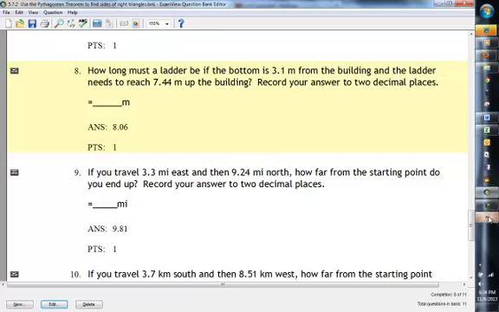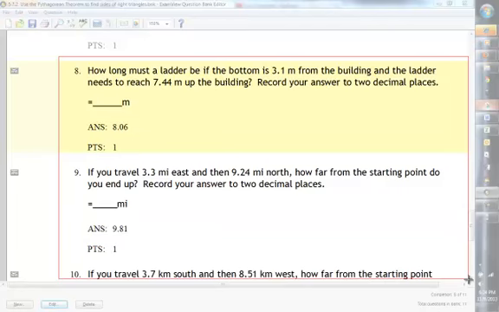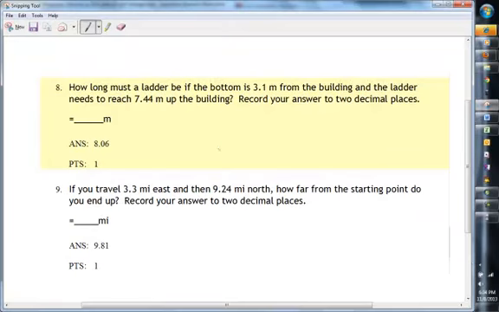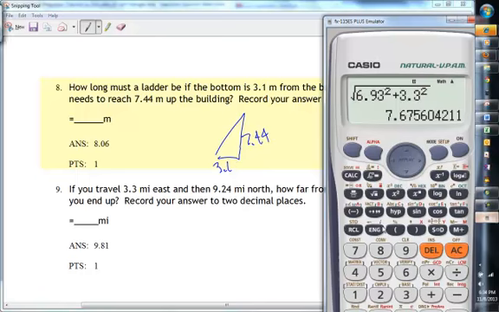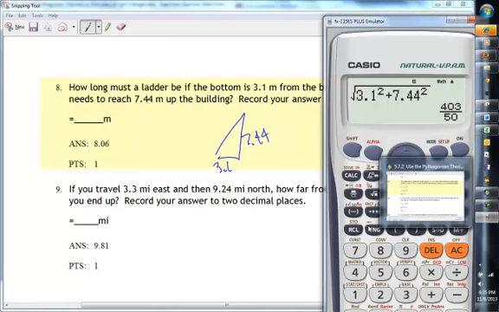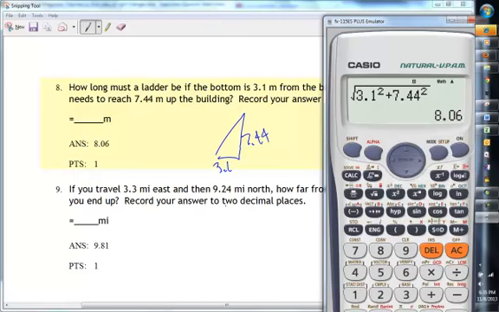Next one. How long must a ladder be if the bottom is 3.1 meters from a building and it needs to reach up 7.44 meters on the building? Okay, so you've got the ladder. It needs to reach up 7.44, and it's 3.1 from the building. So it's going to be the square root of 3.1 squared plus 7.44 squared, and we get 8.06.